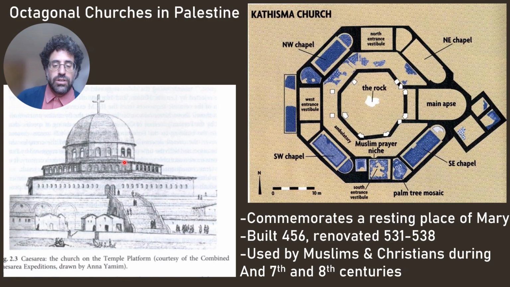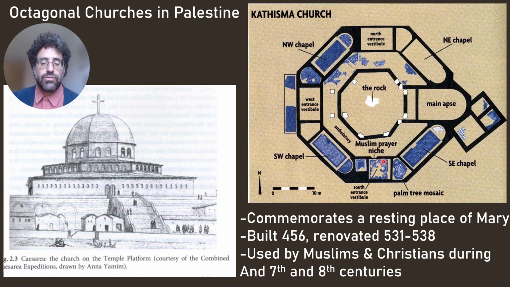If we look even closer to Jerusalem, there is the Kathisma Church, which is another octagonal church. Again, it has a rock in the middle of it. This was a church that we talked about before because it was actually used by Muslims as a place of worship while remaining a church, right?